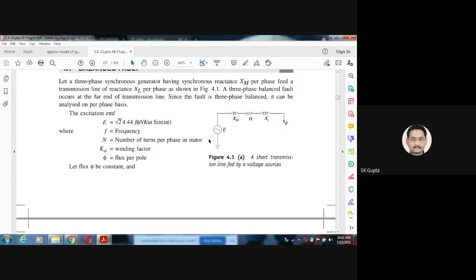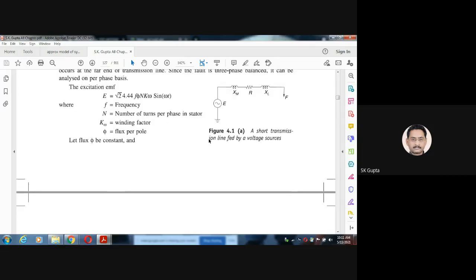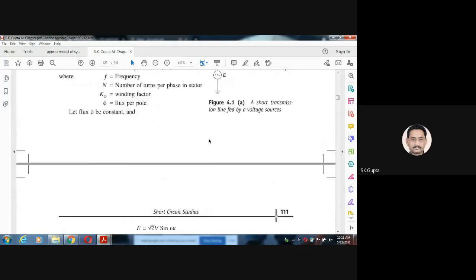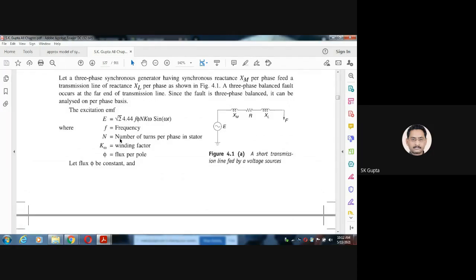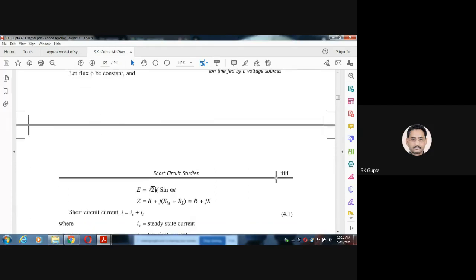Now let us consider this value, root 2 times 4.44 f phi N K, as V. So root 2 V sin omega t is this voltage E. Why are we writing it as V? Because we know it is the RMS value. The total impedance is given by the resistance and the reactance of the synchronous machine, which I told you to consider constant, but actually it is not constant. XL is the reactance of the line, and this is the net resistance.